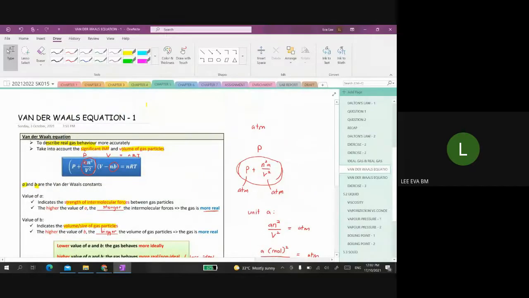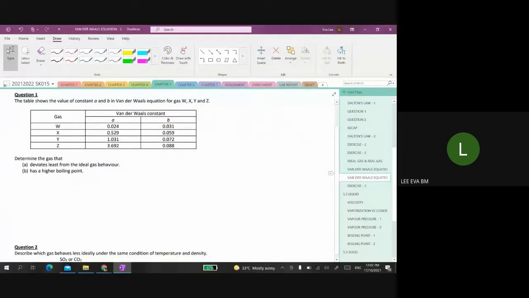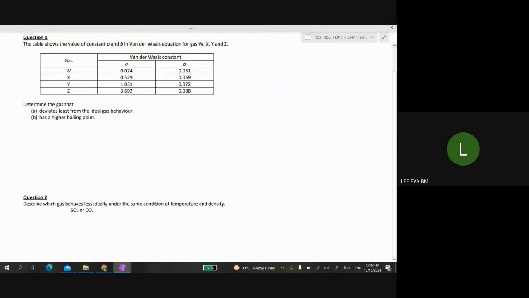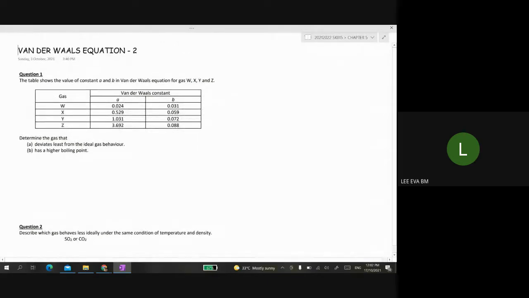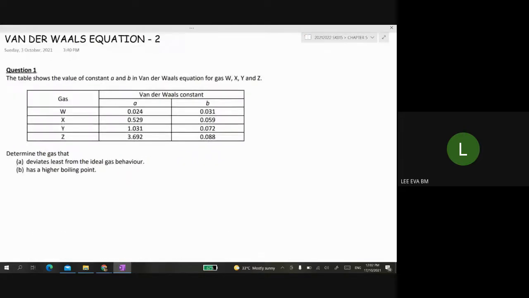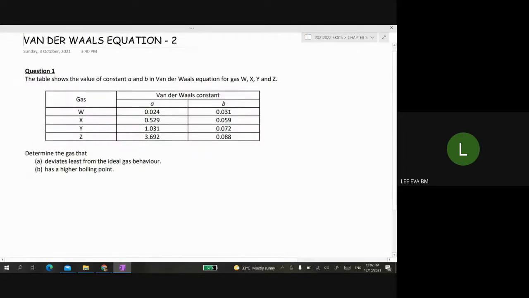Right, so let's just try a few questions. Two of these questions are some extra ones. Kalau awak print nota sebelum madam update, kemungkinan awak tak nampak dua soalan ini. So boleh screenshot ataupun boleh salin kemudian ya. Okay, just to show you how we are going to use this van der Waals equation to answer the questions.